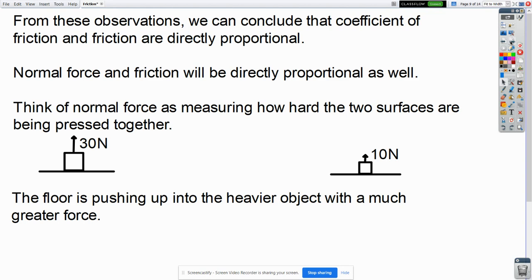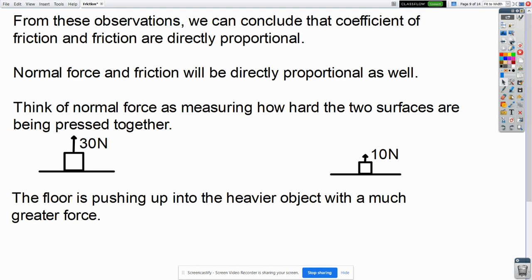If you have twice the coefficient of friction, you would have twice the force of friction. If you had half the coefficient of friction, you'd have half the force of friction. Coefficient of friction and force of friction are directly proportional. Normal force and friction are also directly proportional as well.